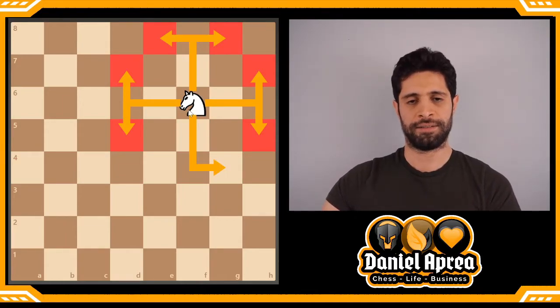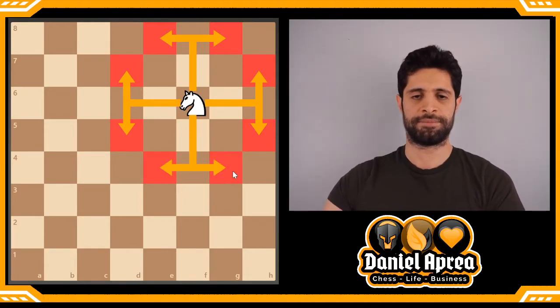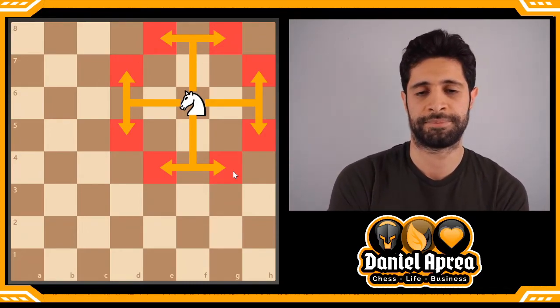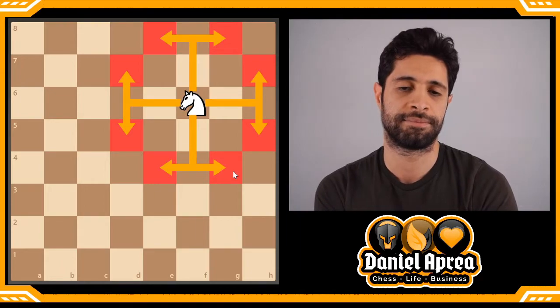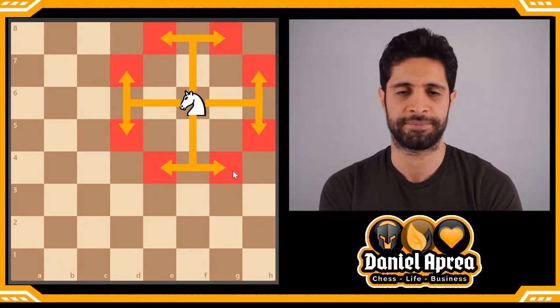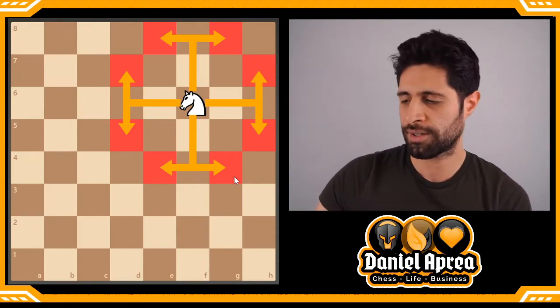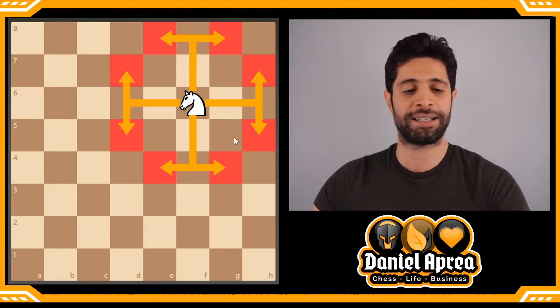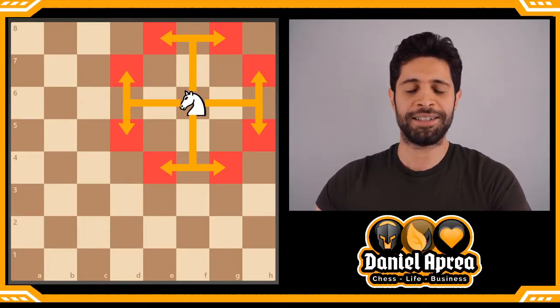And the bottom squares would be E4 and G4. And what's the color? It's light. Light. Very good. Well done. You can open your eyes, as you can see.